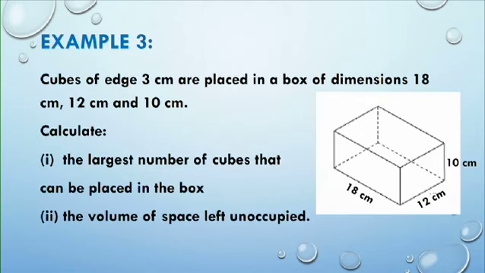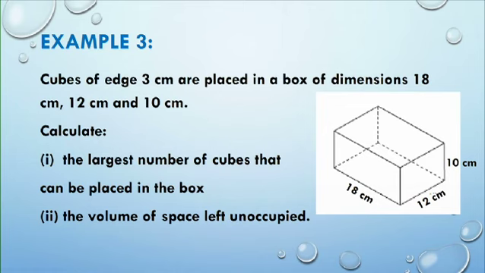A third example. Cubes of edge 3 centimeters are placed in a box of dimensions 18 centimeters, 12 centimeters, and 10 centimeters. Calculate, first part, the largest number of cubes that can be placed in the box. Second part, the volume of space left unoccupied. So the dimensions are 18 centimeters, 12 centimeters, 10 centimeters. And I'm going to place cubes of edge 3 centimeters.